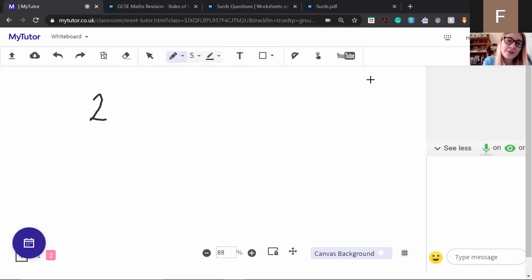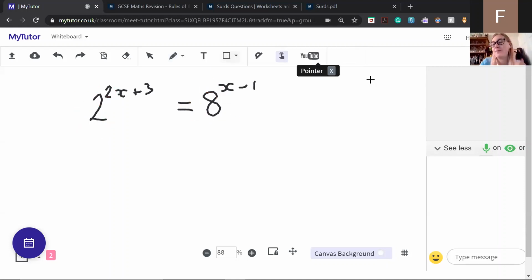2 to the power of, let's say, 2x plus 3 is equal to 8 to the power of x minus 1. I'm hoping that this works. I think it will. So this looks horrible, right? Suddenly we've got an equation and we've got an x in there. But all we need to do is make sure that these bases are the same. Because if these bases are the same, then we can equate the top bits. I'll show you what I mean.